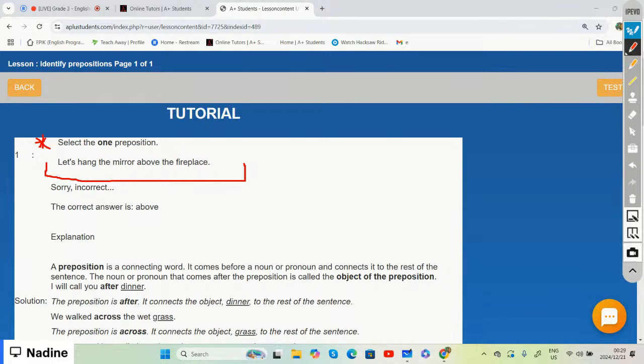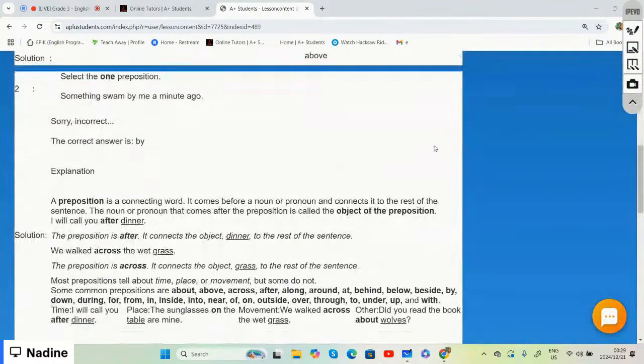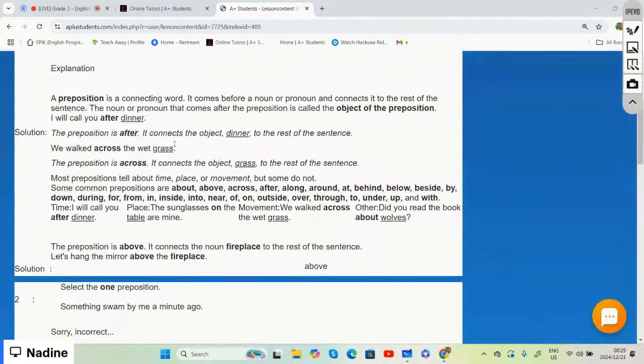All right, then if we were to identify a preposition, then yes, we would say our preposition is above. Well done. It is above. That is our preposition. Let's hang the mirror where? Above. Above what? The fireplace. Well done. So above is our preposition. Well done.